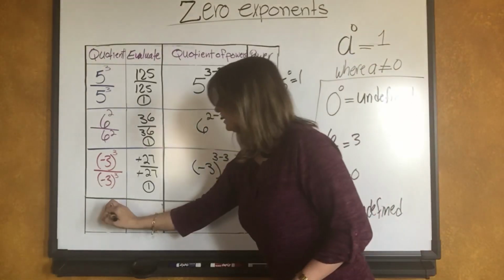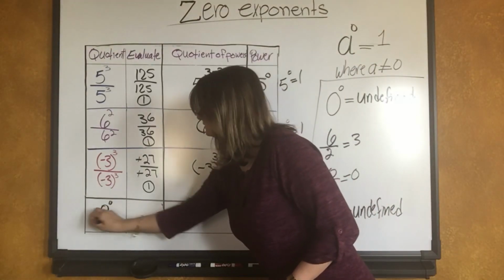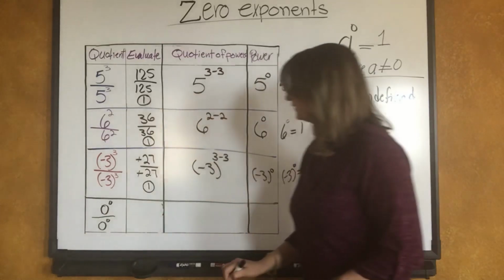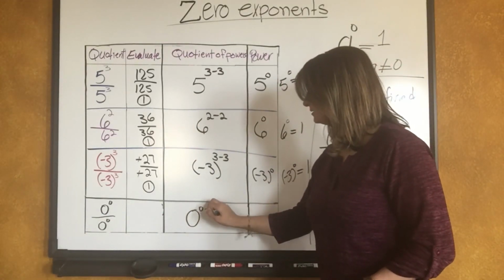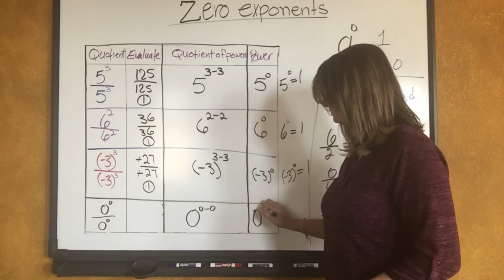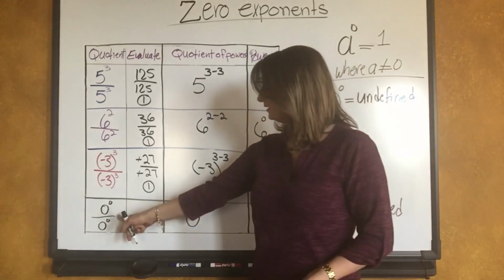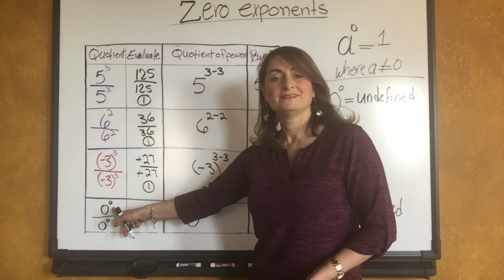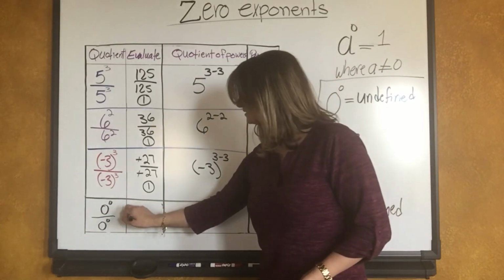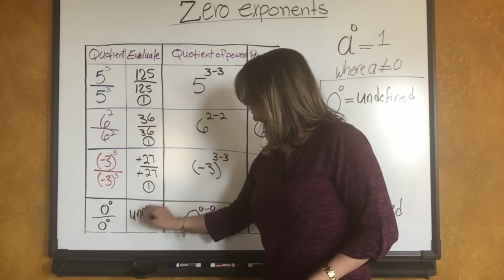Let's prove it one more time. If you have 0 to the power of 0 divided by 0 to the power of 0. Quotient of powers, keep the base the same, subtract the exponents. So 0 to the power of 0. Is there a number I multiply by 0 that gives me 0? It doesn't exist. So the answer when you evaluate is undefined.